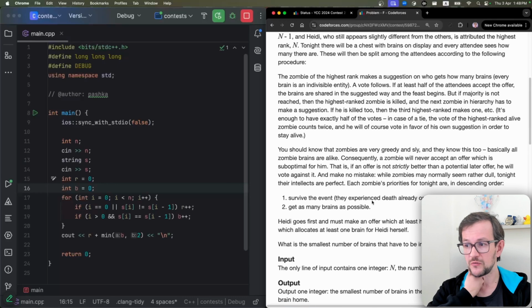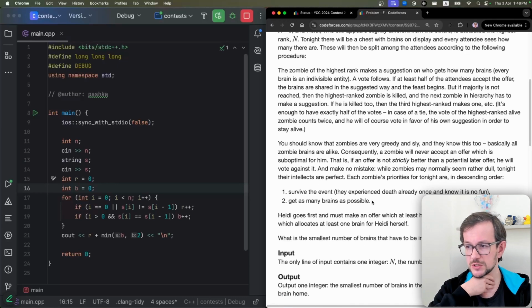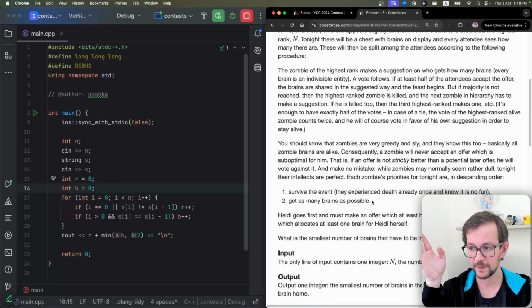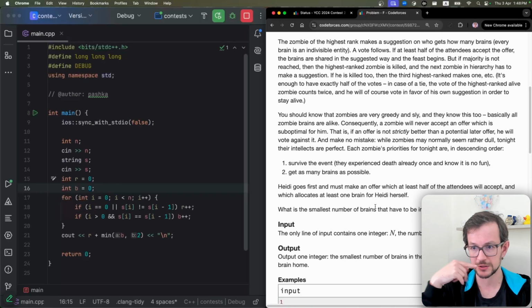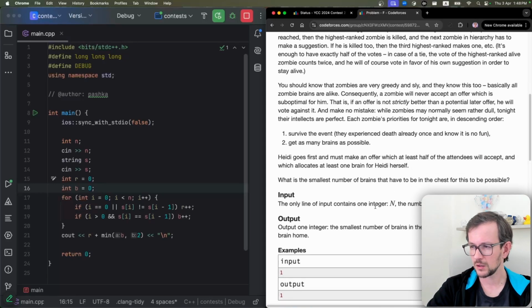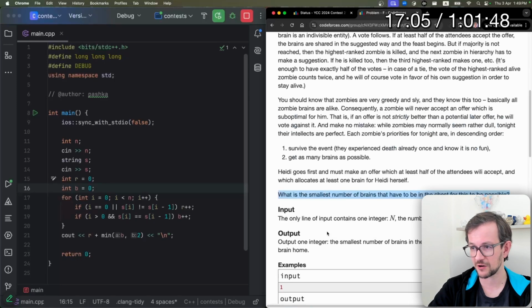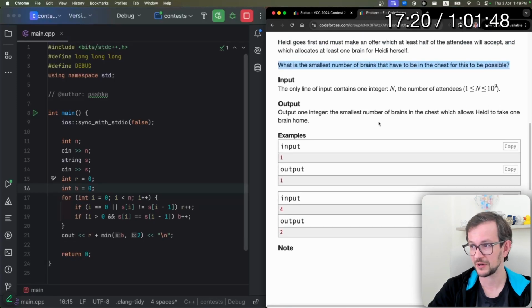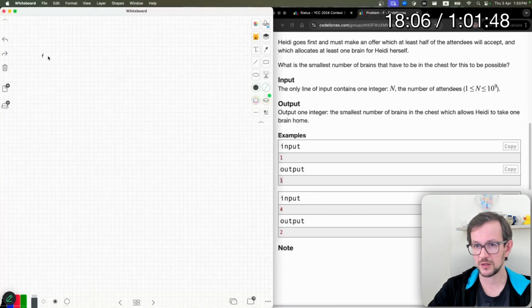In the first problem, we need to find the minimal number of brains we need in the beginning, so we can survive and we have at least 1 brain for ourselves. Okay, this long problem statement, I read it very carefully because who knows what happened here. And then I start drawing.